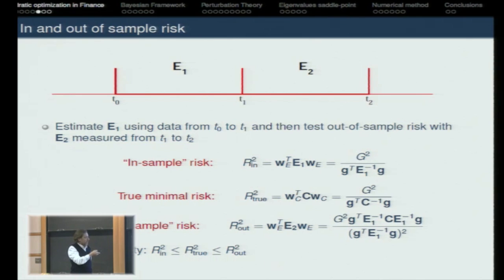And I can argue that since the average of E2 is C, it's the same as the true risk of my portfolio optimized with E1. So it's given by this expression where actually it's already substituted E2 with C. I'm being a bit sloppy with expectation values. When I write something like this, what I really mean is that the average in-sample risk is always less than the true minimum risk, which is always less than the true out-of-sample risk.